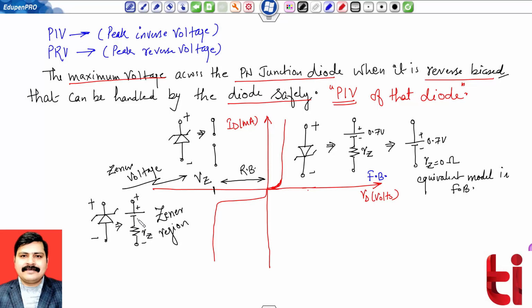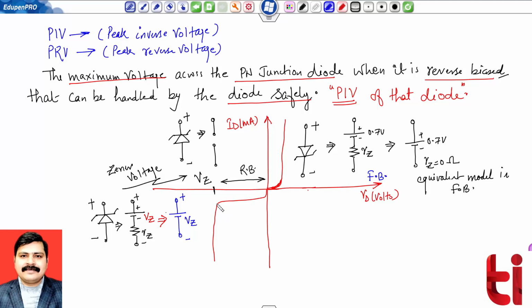and this battery is now interesting. So I'm writing with different color. It is my VZ. And if this resistance is not given, then the working of Zener diode in this particular region is, here it is plus minus, and it is equivalent to a battery of value Vz, and Vz is my Zener voltage. Okay, so in breakdown region you can check it behaves like a constant voltage source of value Vz.